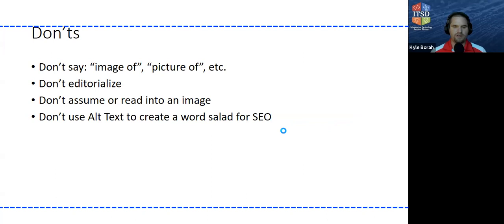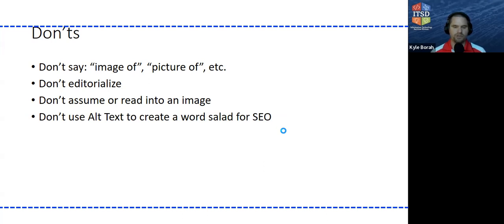So some don'ts. I already said some of these a little bit, so sorry for the repeats, but it's worth going over again. Especially don't say image of or picture of, as we'll see in the demo. Whatever screen reader someone's using, it will already tell them that that's an image or a graphic or a picture or whatever it uses. There's no need to restate the fact that it's a picture. It's just redundant information. Again, don't editorialize. Leave the editorializing to your post, to your content. Let your content shine there. Don't put that in alt text unless it's really necessary.